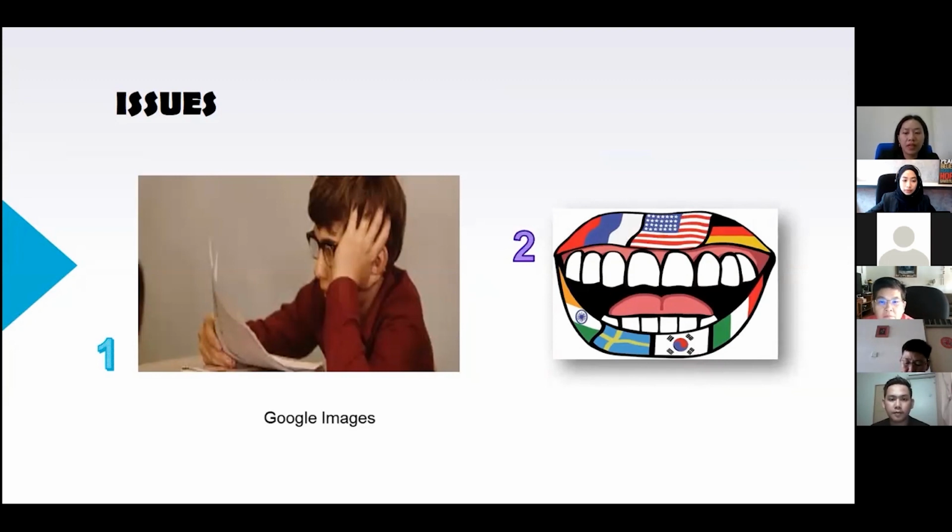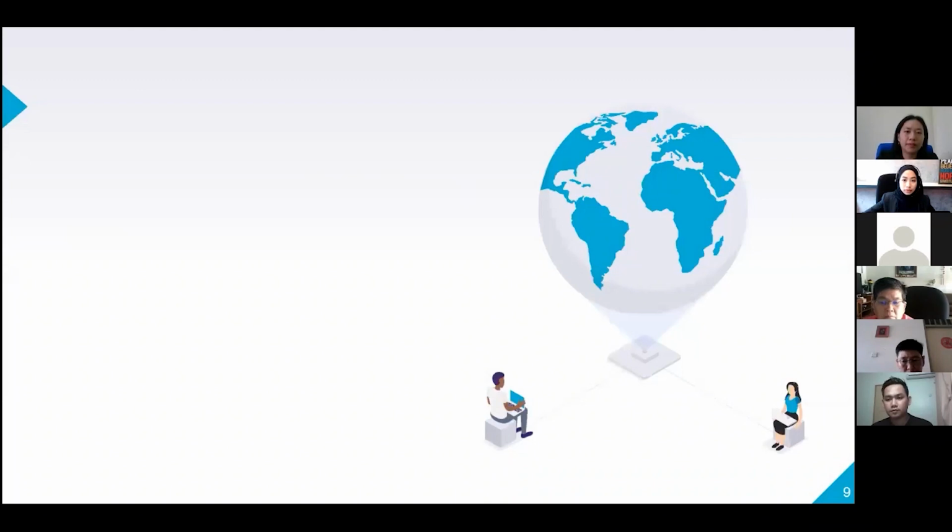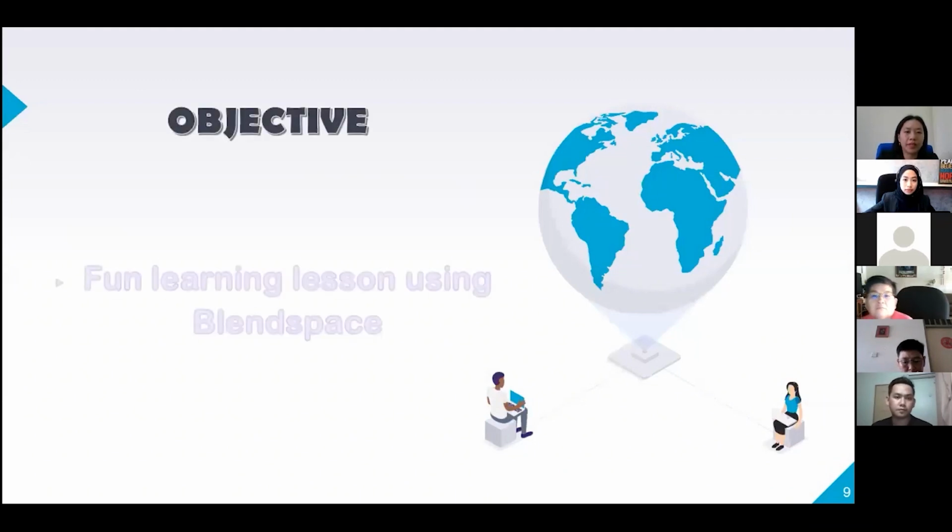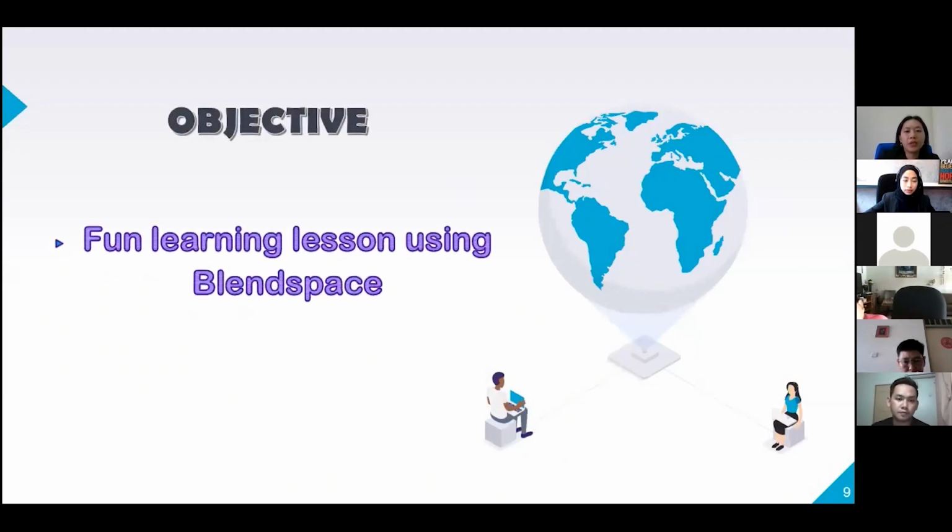So when I encounter this problem, I think I need to make my lesson more fun. To make my lesson more fun, I need to do something. I need to integrate the CSCL just now in my lesson with digital tools. So this is my objective: a fun learning lesson using English, using Blendspace. This one is the Blendspace. Okay, what next?